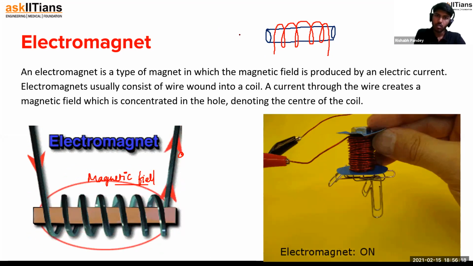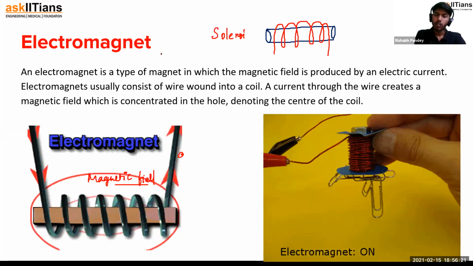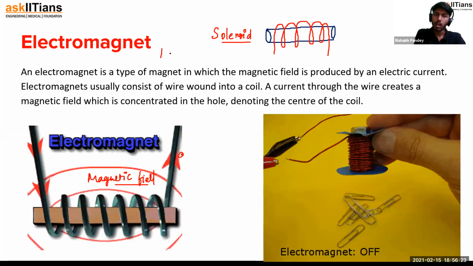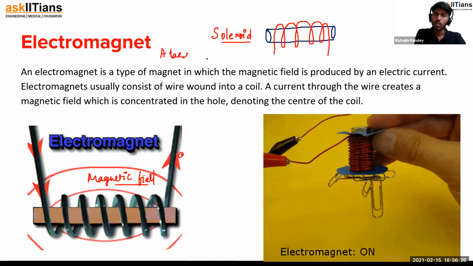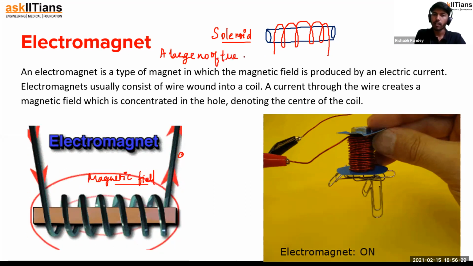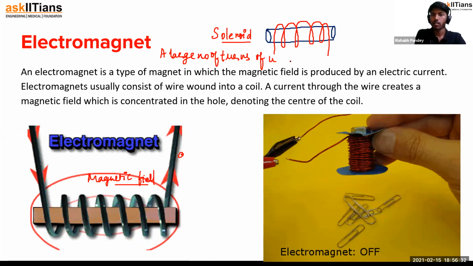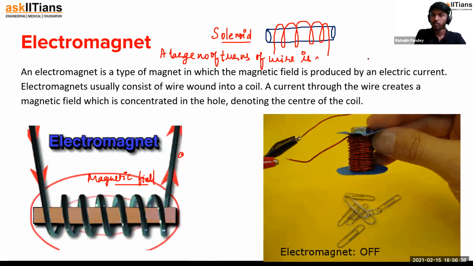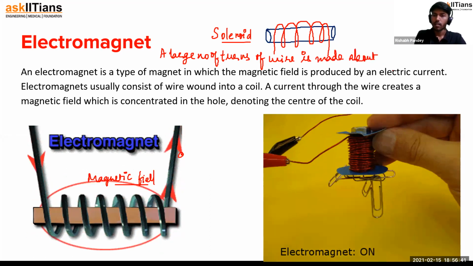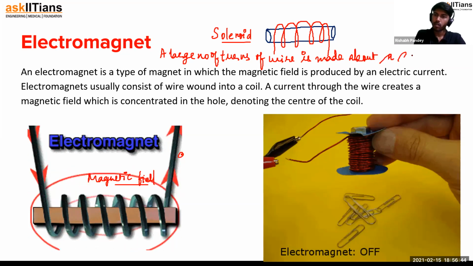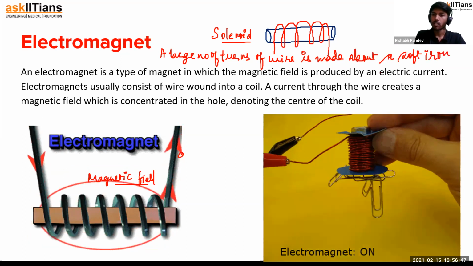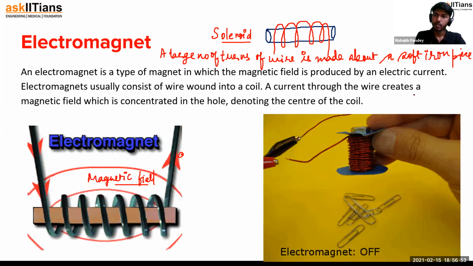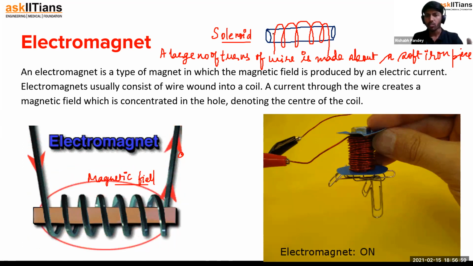This kind of structure is basically called a solenoid. What is a solenoid? When a large number of turns of wire is made about a soft iron piece. Soft iron piece. Are you getting this? Right? So this is basically a solenoid, and a solenoid acts like an electromagnet.